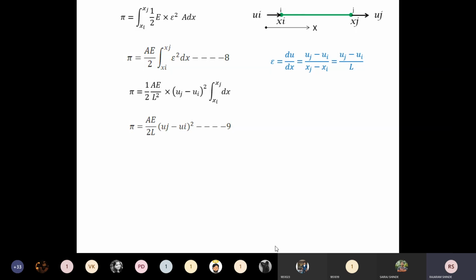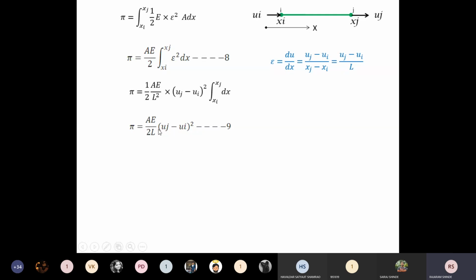Sir, is uj minus ui constant? uj is the specific displacement at node j, and ui is the specific displacement at node i. It is not constant here; it should be a function of x. U is a function of x, but ui is the displacement at a specific location, and uj is the displacement at a specific location. Do you agree with this? Your u is variable, but ui and uj are not variables. Okay, any doubt again? No.